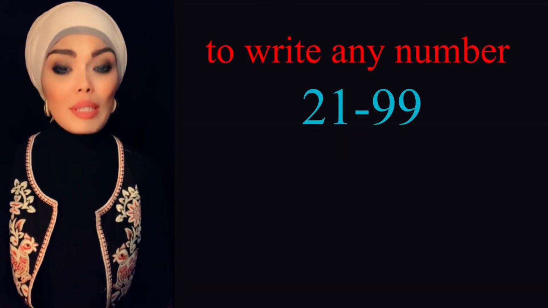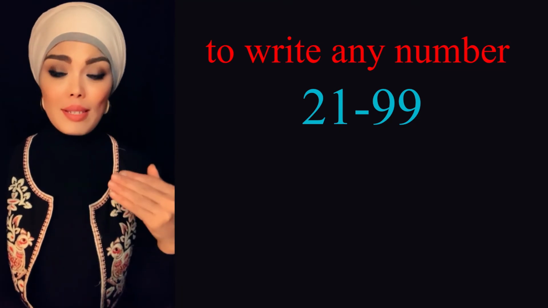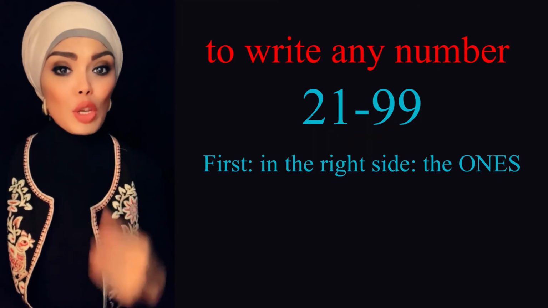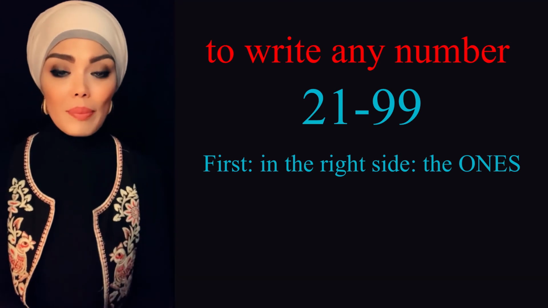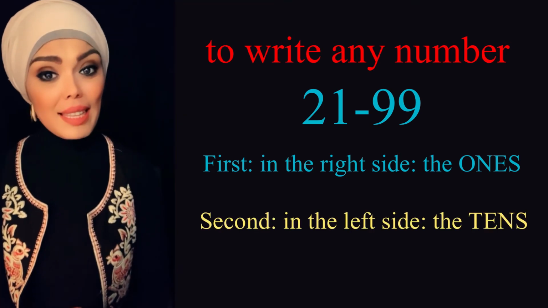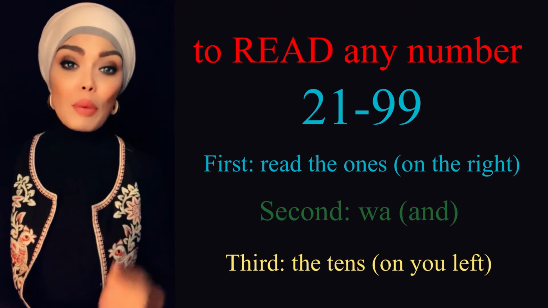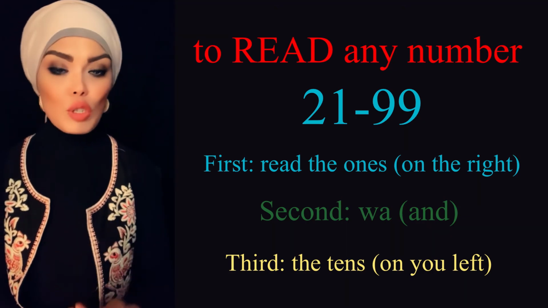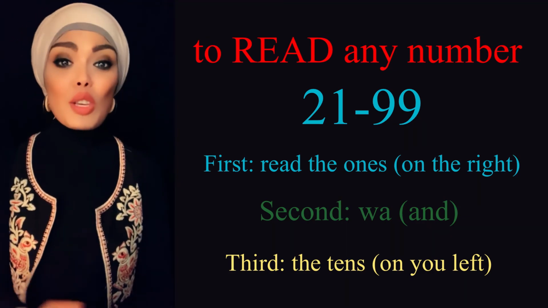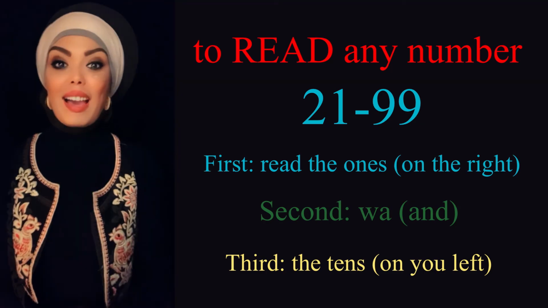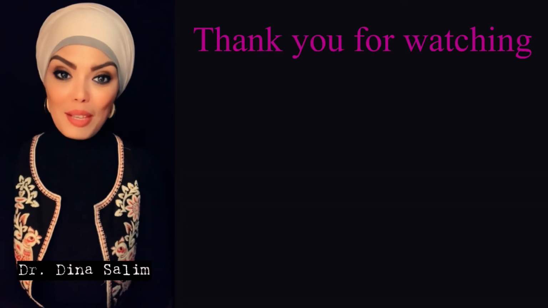So in order for you to form any number between 21 up to 99, first, in your right hand, you will be writing the ones, and in your left hand, you will be writing the tens. You will read first the ones, followed by wa, which means and, and then you will read the tens. I hope today's lesson was useful, and now you will be able to read any numbers from 1 to 100 easily.